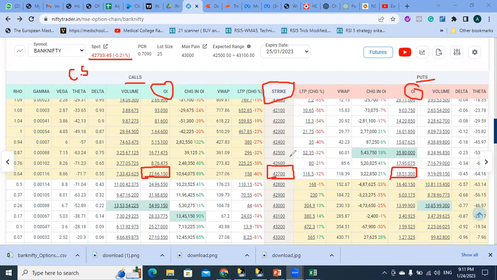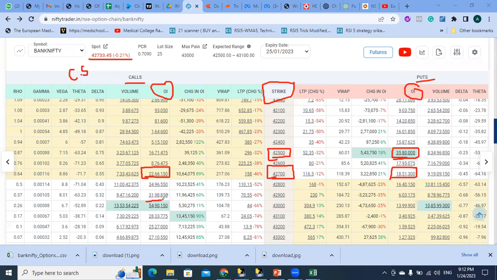Similarly, if I go on the upside, I will see that the next big support for Bank Nifty is at 42,500, which is 35,80,000 contracts. So here 35,80,000 people are protecting 42,500. So immediate support for Bank Nifty is at 42,500. Immediate resistance for Bank Nifty is at 34,96,000.